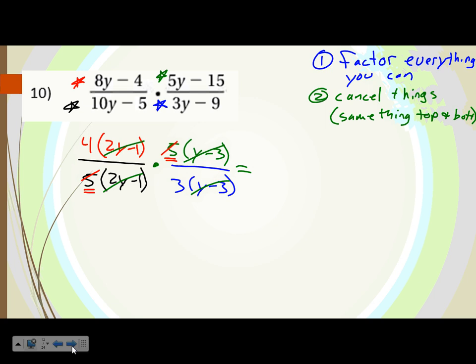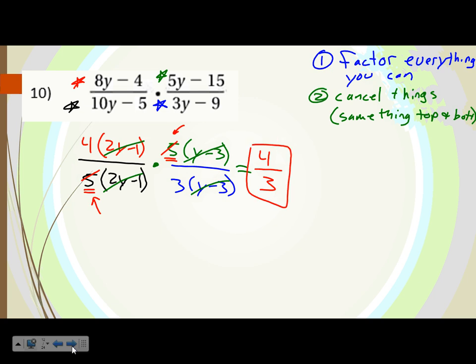So for this one, now that you multiply straight across, you end up getting 4 over 3. Now the good news is, if you forgot to cancel this 5, if you didn't even think about it, you'd have 4 times 5 is 20, 5 times 3 is 15, and that would reduce down to that 4 over 3. So you can do it that way as well. Now the last thing, that is our answer, but don't forget your excluded values.